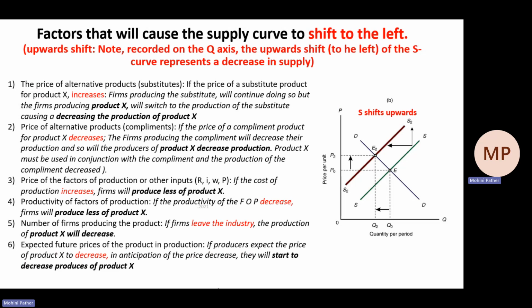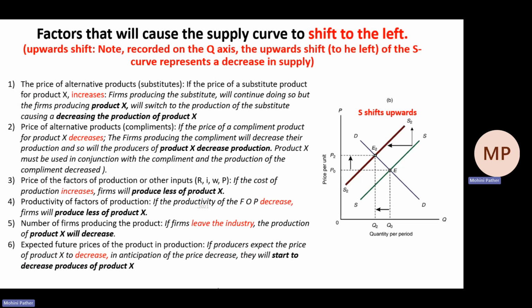Okay, so complements, on the other hand, always work together. So if we see that the price of biscuits has decreased and therefore no one's demanding tea, we can see that there's a decrease in the one, so we decrease the other, they move together. These cause shifts to the left typically, but I've given you the specific examples for when they will actually shift upwards. The price of factors of production or other inputs.